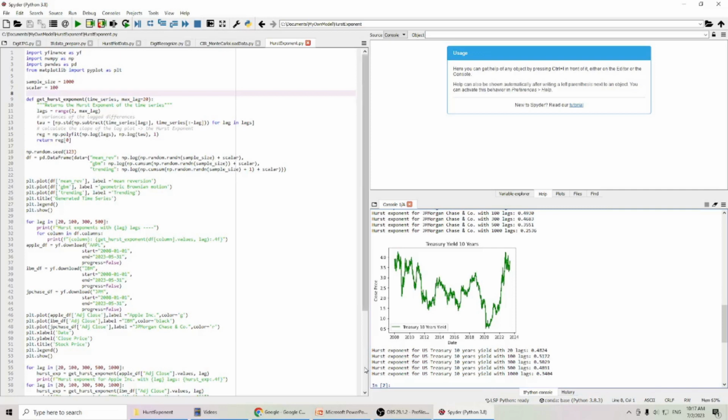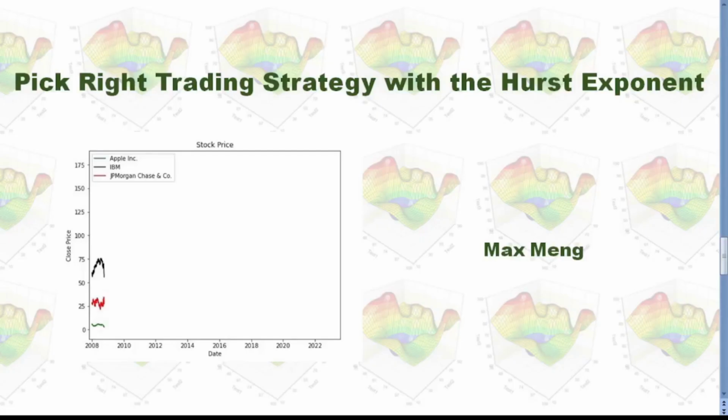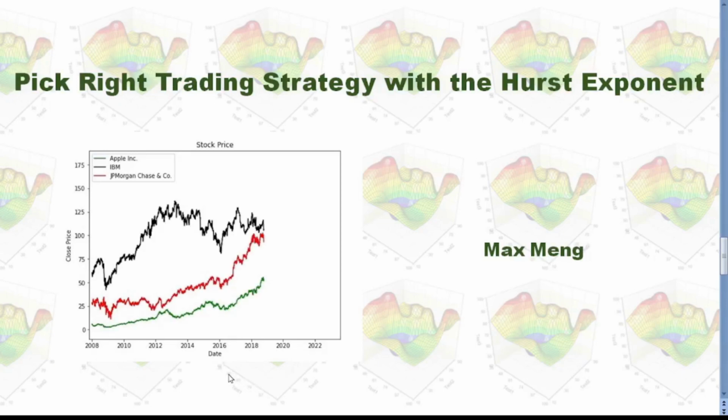So just like I mentioned before, the chunk size is very important when you calculate the Hurst exponent. This is how you can pick the right trading strategy with the Hurst exponent.